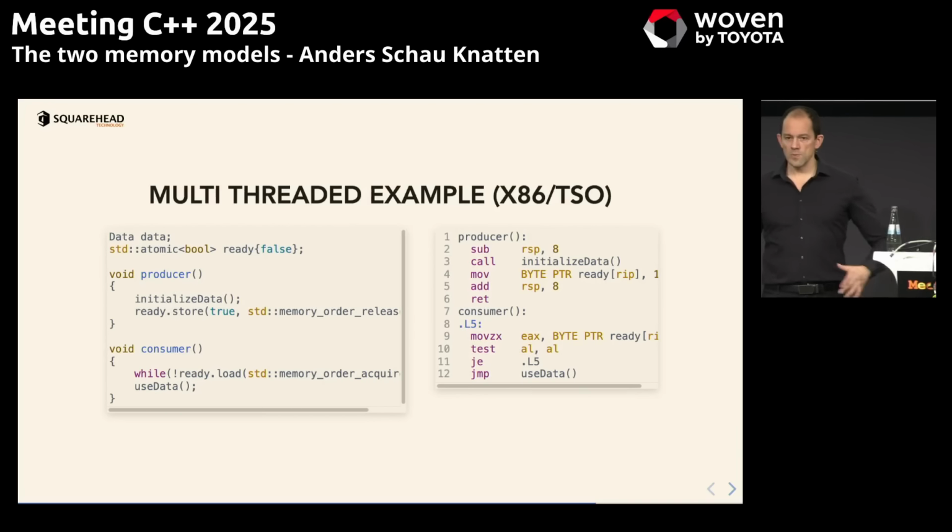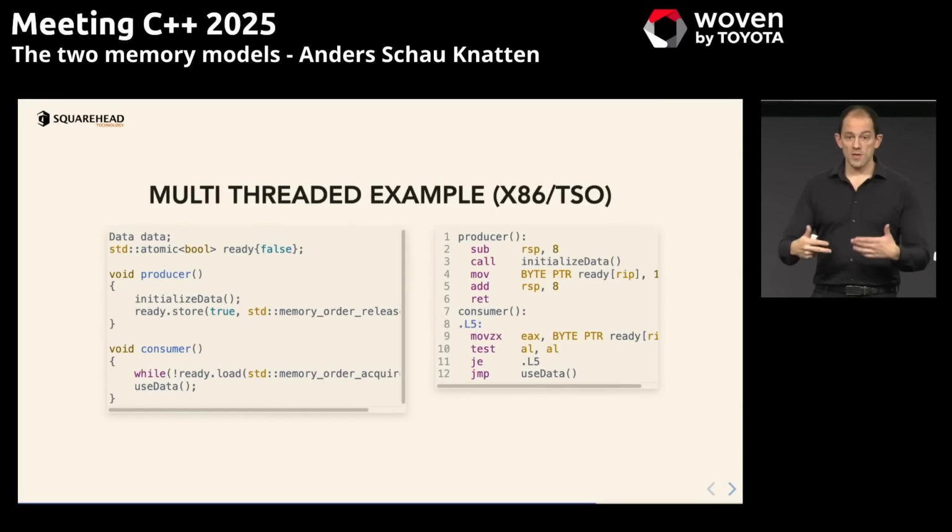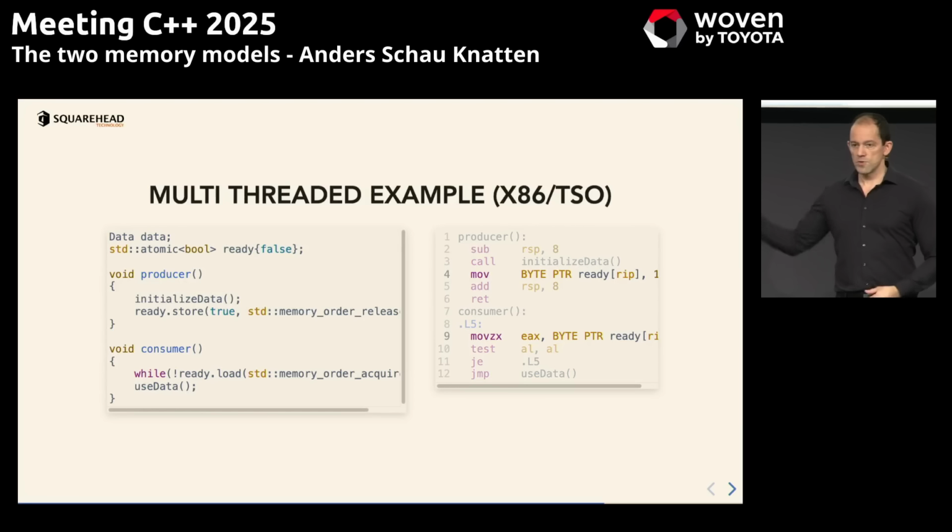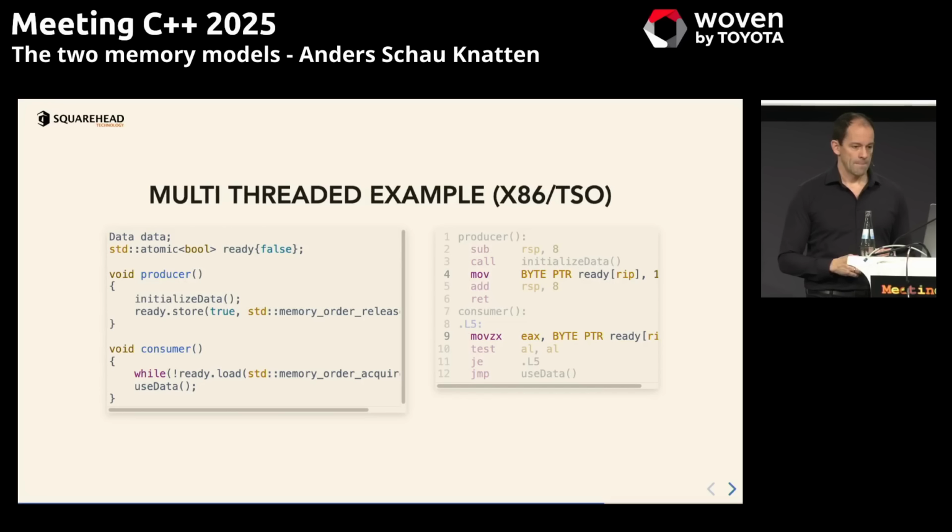And now that we've seen the TSO or the x86 memory model, we can realize why it is fine to just use regular stores, because we know that x86 and TSO are never going to reorder stores, so we don't need to do anything specific. And it's not going to reorder loads. It doesn't have to do anything specific. We can just store and load to memory, and everything works.